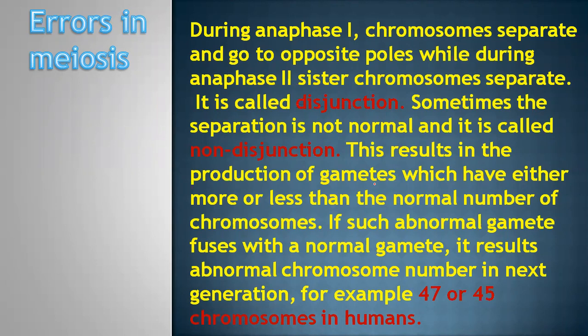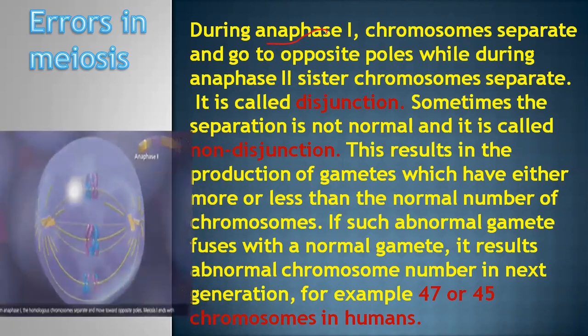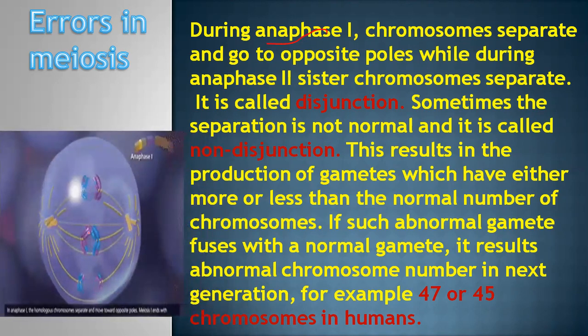Now we'll see errors in meiosis. Errors in meiosis occur especially in the anaphase stage. Anaphase stage we have seen before. What happens? Chromosomes get separated. A complete pair of chromosomes gets separated by shortening of the spindle fibers, like this complete and this complete, to opposite poles. In anaphase 2, sister chromatids separate. So it is called disjunction. From the junction they are moving to both of the sides, that's called disjunction.